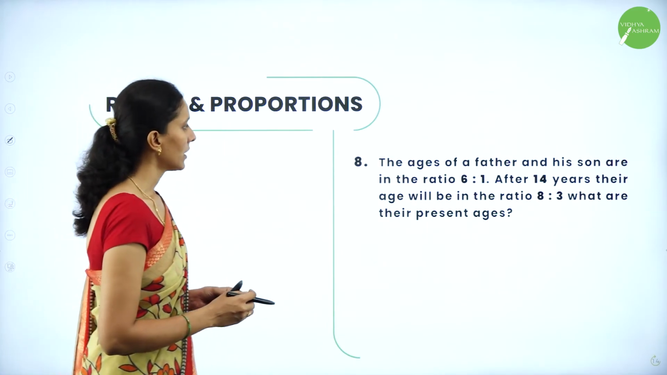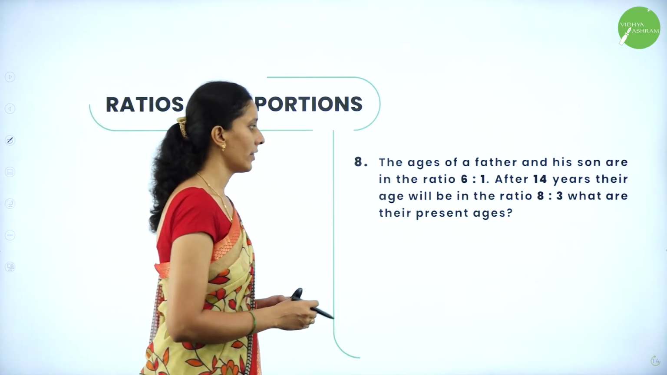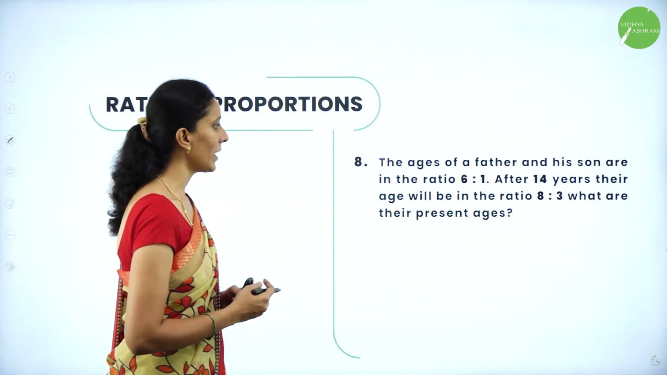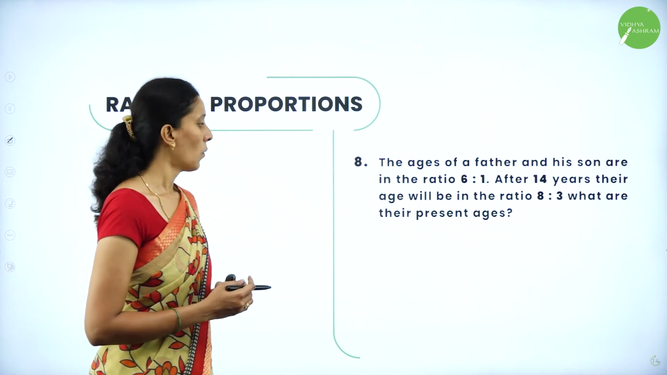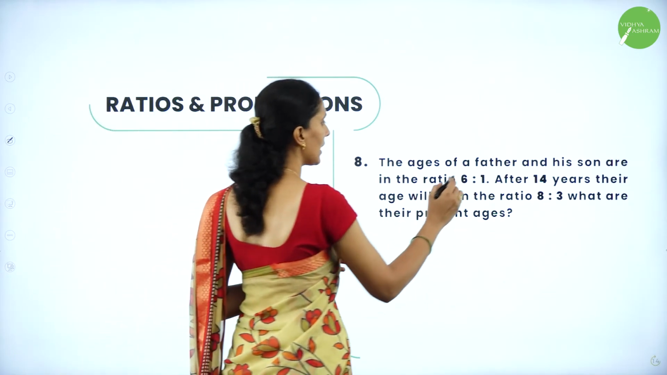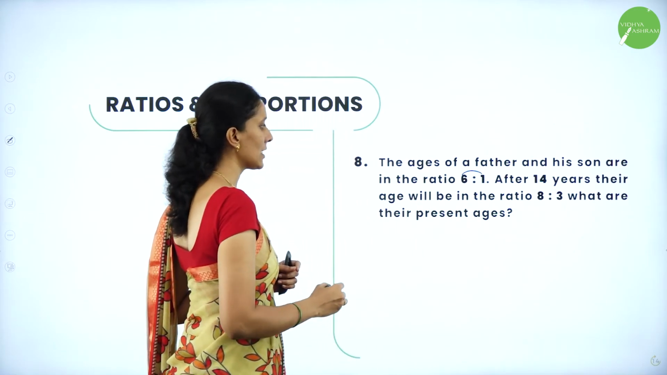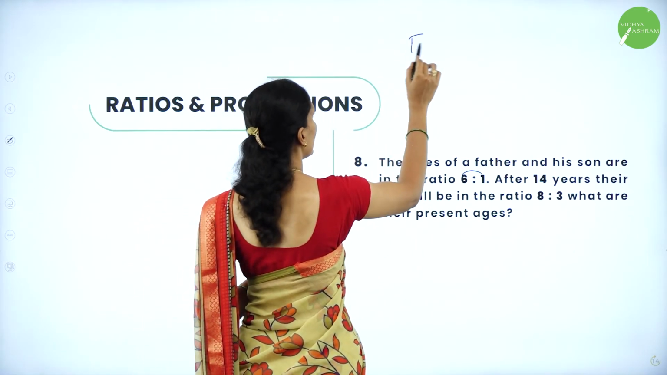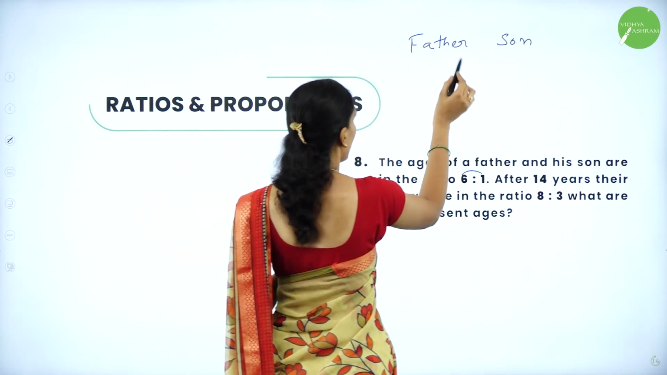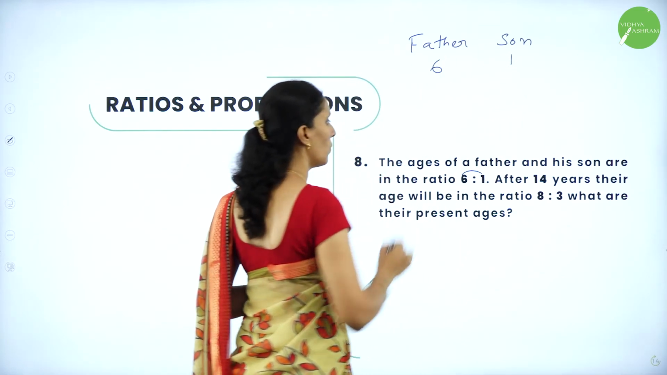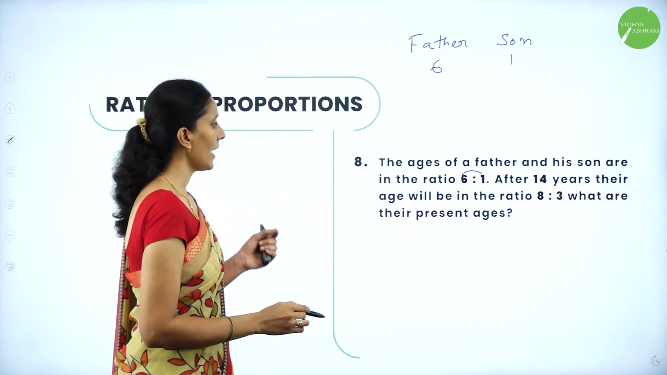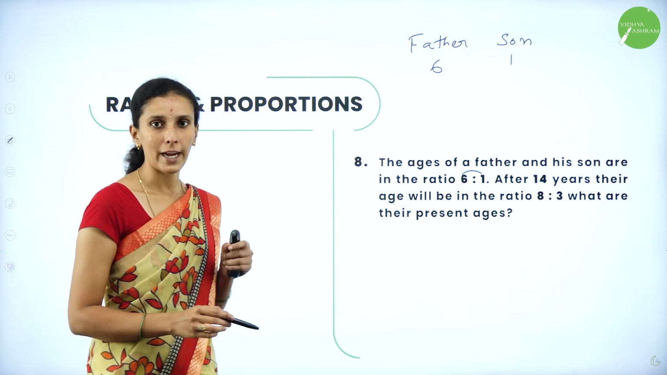Next we have: the ages of a father and his son are in the ratio 6 is to 1. After 14 years, their ages will be in the ratio 8 is to 3. What are their present ages? So let me see the ratio of father and son. We have a father and his son. The ratio is 6 is to 1. Now after 14 years, their ages will be in the ratio 8 is to 3.